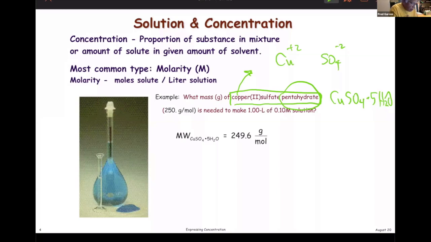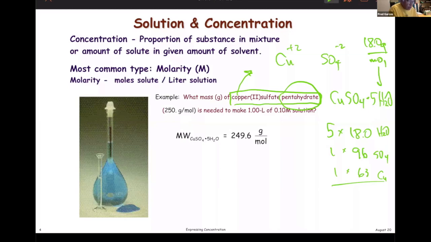Water has a molar mass of 18.0 grams per mole. So what you need to do is multiply 5 times 18, and then 1 times sulfate is about 96 grams per mole, and copper is about 63. So this is your sulfate, this is your copper, and this is your 5 waters. So to get the molar mass of this particular chemical, and that's the chemical that you're getting from the lab, you need to add this up.